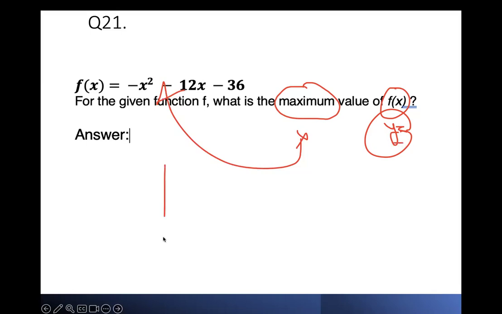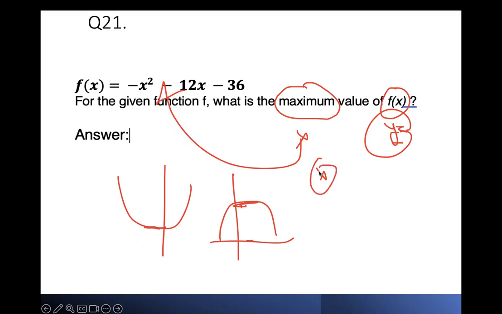But where does the graph undergo maximum projection? At the vertex. Therefore, what you should do is find x of the vertex, plug it into the equation, and then you get the answer. What is the x? How do you find it? Minus b over 2a. This is the x value of the vertex. Based on that, minus b is minus 12. And therefore, you're going to have 12 over 2. A is minus, and therefore you put minus 1.